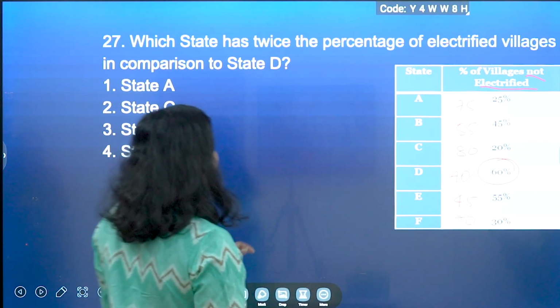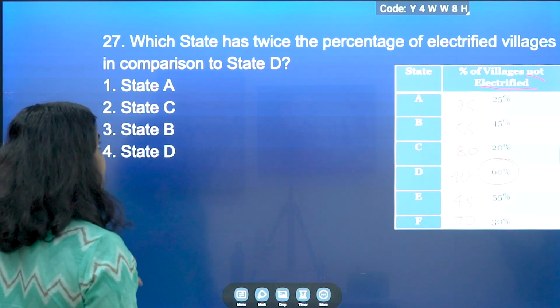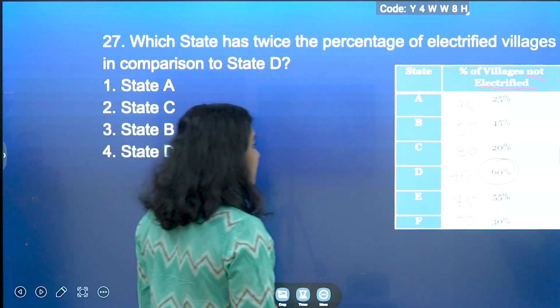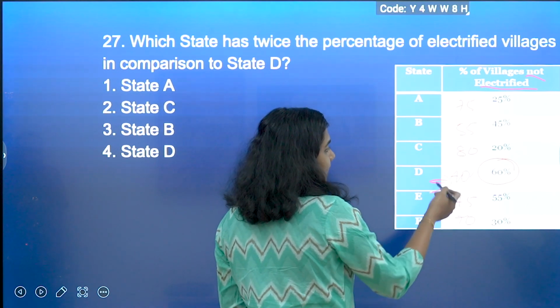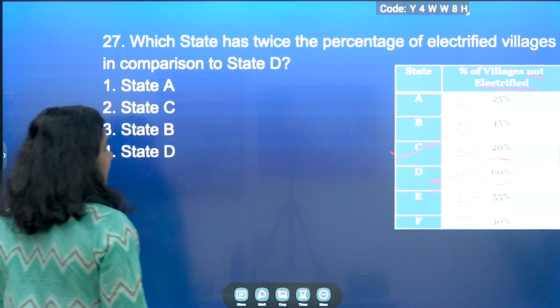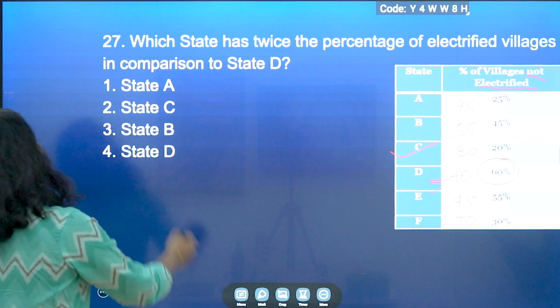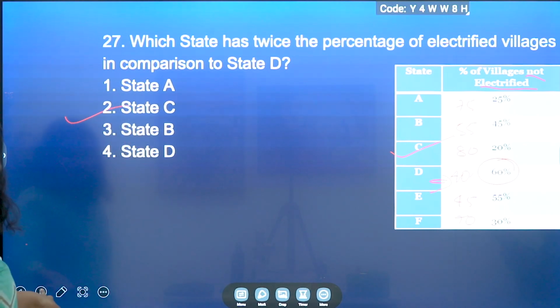Now you have to find the state which has twice the percentage of electrified villages in comparison to state D. State D has 40, so twice of 40 is 80. So, state C has twice that of state D, right? So, option 2, state C is the answer. Moving on to the next question.